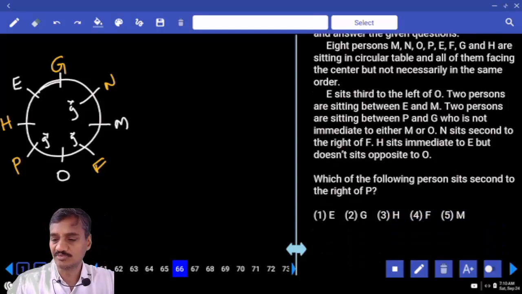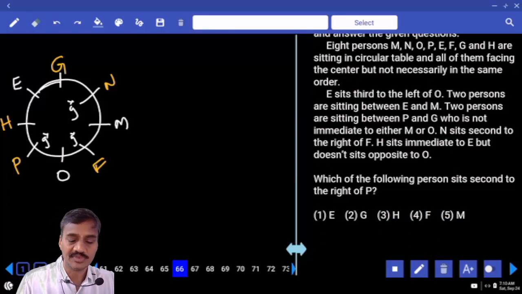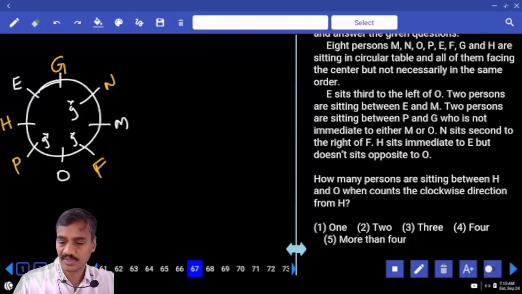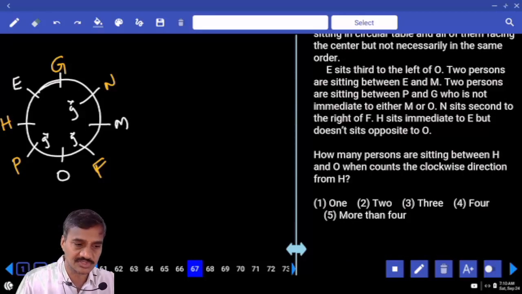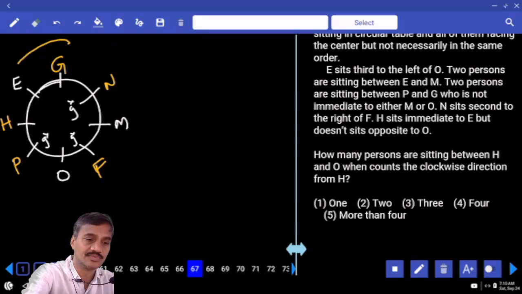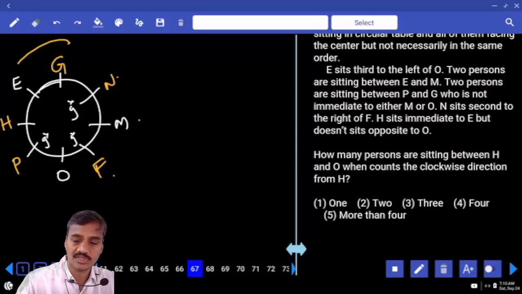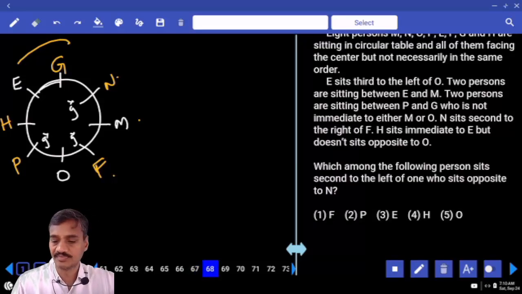Then which of the following persons sits second to the right of P? Now P second right is F, that is choice 4, question 66. And how many persons are sitting between H and O when counted in the clockwise direction from H? H and O in the clockwise direction, clockwise from H. 1, 2, 3, 4, 5. There are 5 persons, more than 4, choice 5. Question number 67.